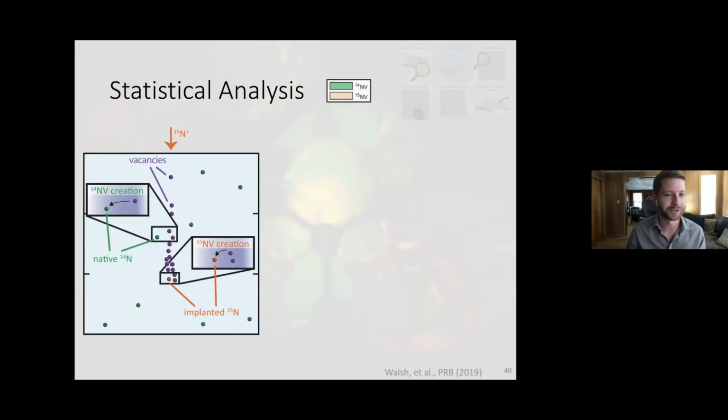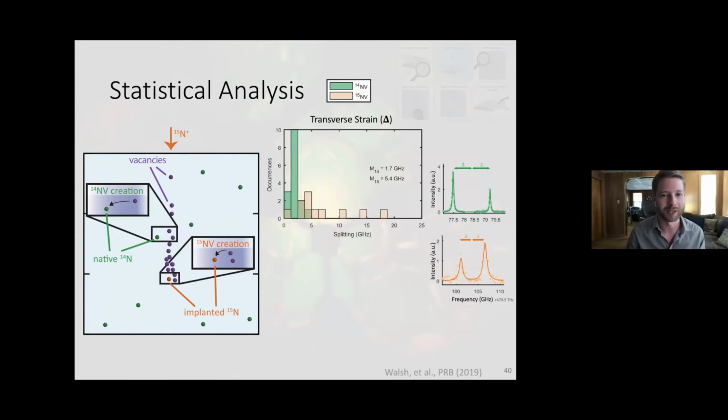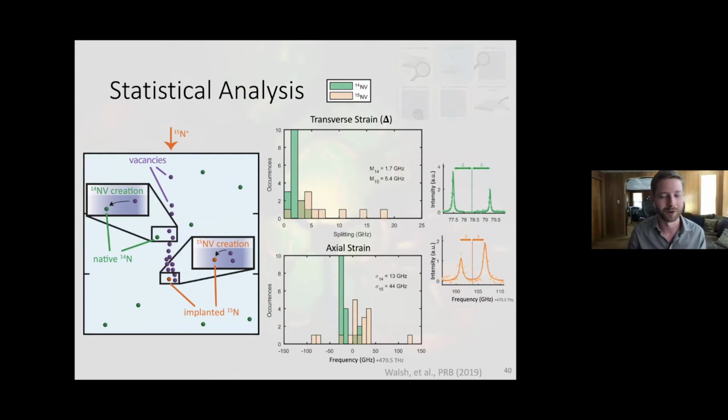And because we have a built-in strain sensor in our NV, we can actually confirm this from measuring our transverse strain, which if you remember is the splitting, and our axial strain, which if you remember is the position of the transition. And so if we look at both of these together, they both show the same thing. They both show that these implanted nitrogen 15-based NVs are generally exhibiting more transverse strain and a higher degree of variability in their axial strain component, which suggests that the damage from the implantation process itself makes the optical transition much worse and to some point hard to use.